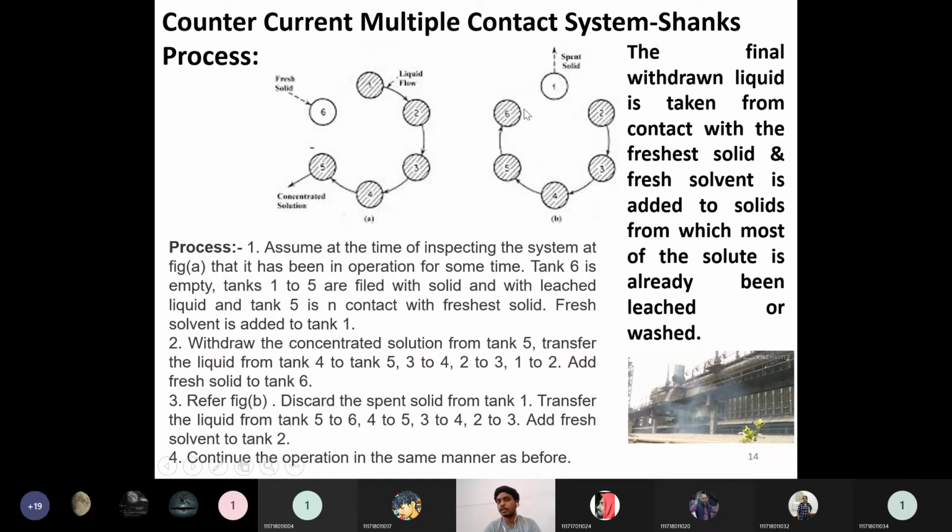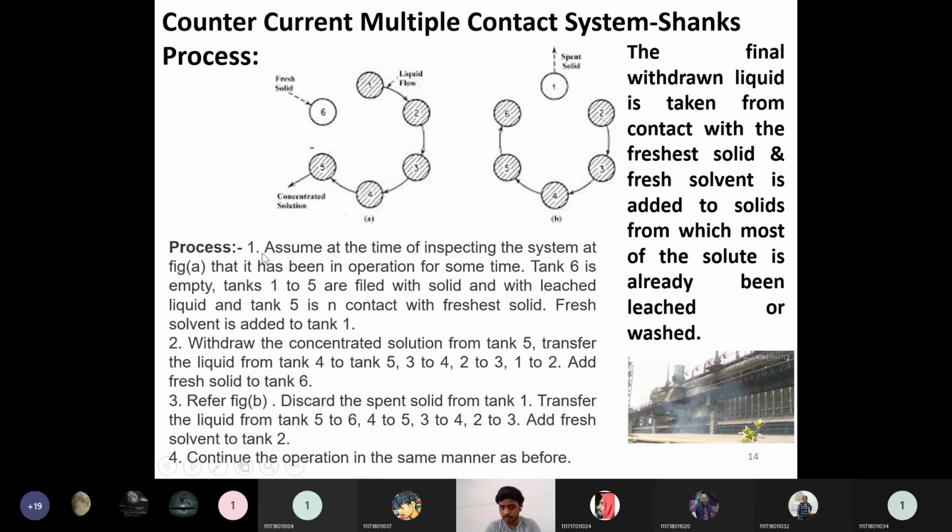In the next operation, what happens? If you consider this as n, in the next operation it will become n plus 1. So from here we were starting to fill the solids, but in the next operation, from here we start to fill the solids. Similarly, the same operation will be carried out. Now this tank will be empty, whereas earlier, the sixth tank was empty. So this is the overall Shanks process. This is a very, very important process.